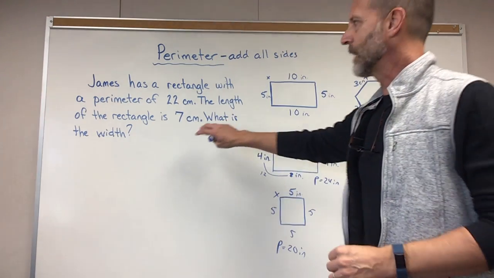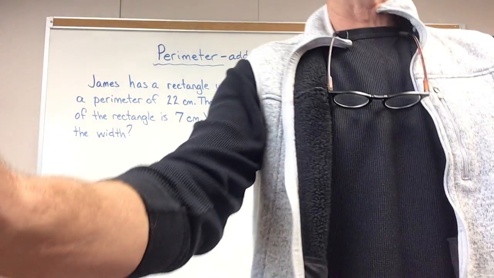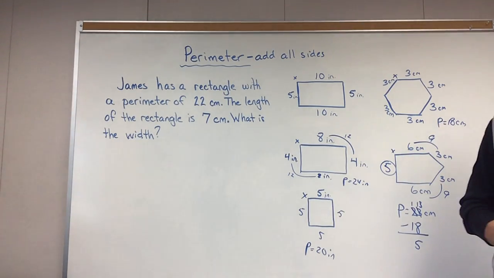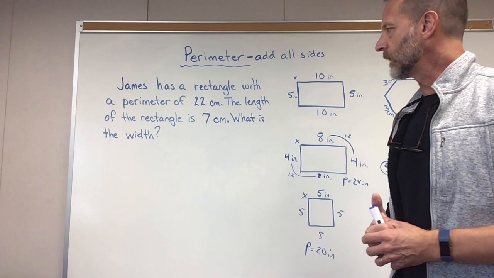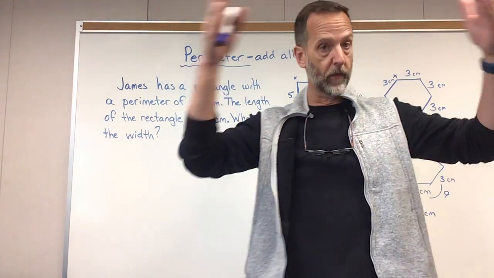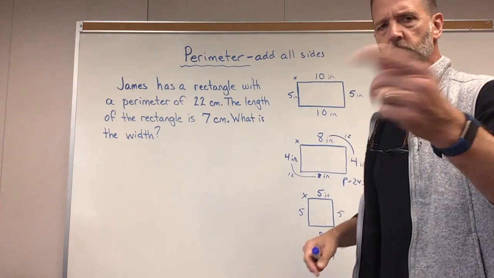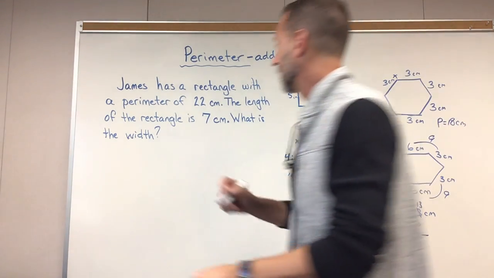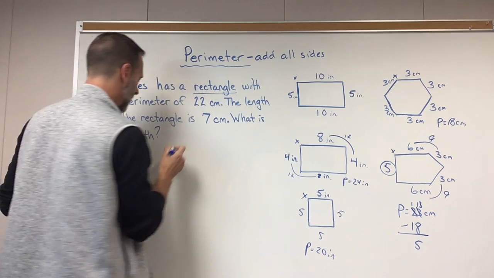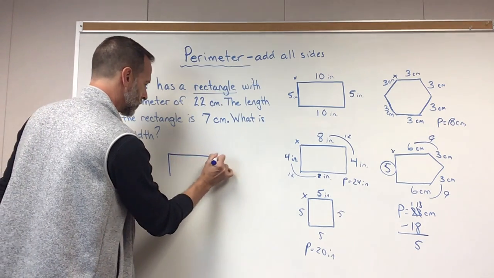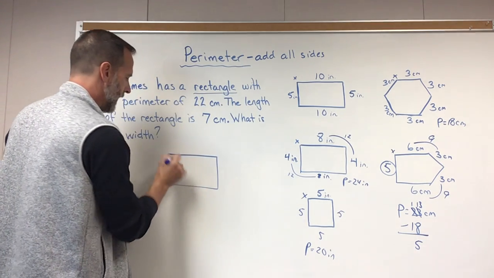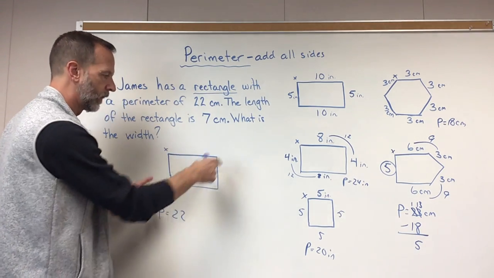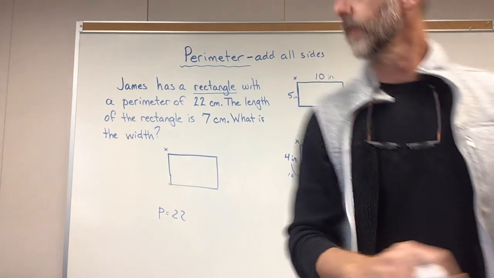Okay, I want to use that same idea in this word problem right here. Let's take a look. James has a rectangle with a perimeter of 22 centimeters. So it starts out telling me what the whole thing's going to be. It also told me it's a rectangle. So the first thing I want to do, I want to put a rectangle on my page. It says right here that it's a rectangle. And it told me the perimeter. The perimeter is going to be 22. When I add all these sides, I'm going to get 22.